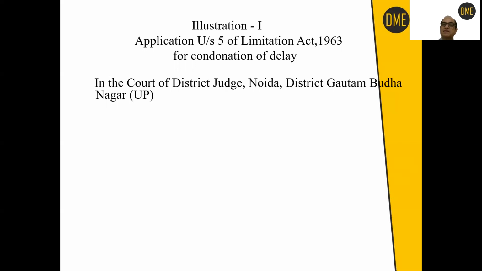The matter was decided by Civil Judge Junior Division. You are filing an appeal against the judgment passed by the trial court in the suit. So first appeal goes to the court of District Judge Noida. So the application under section 5 of Limitation Act for condonation of delay has to be moved before the court of District Judge Noida, District Gautam Buddha Nagar. Then you will write down civil appeal number of 2017.